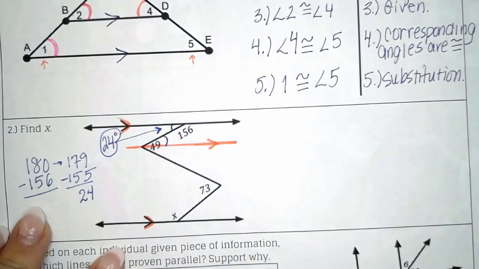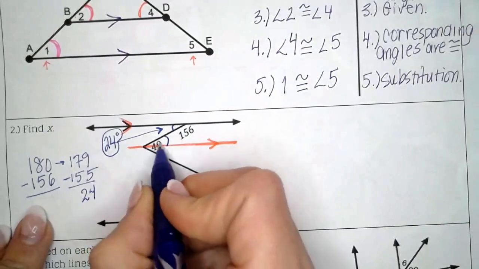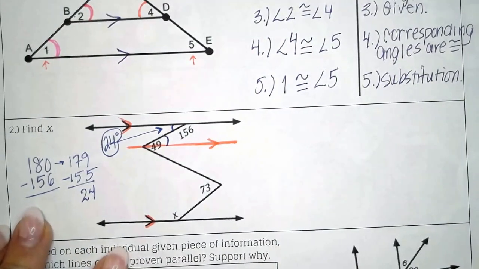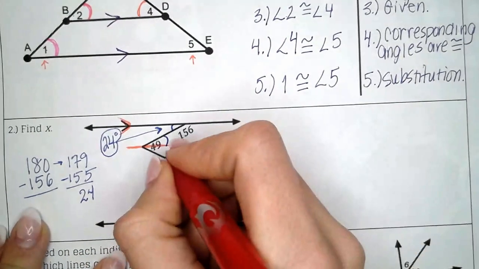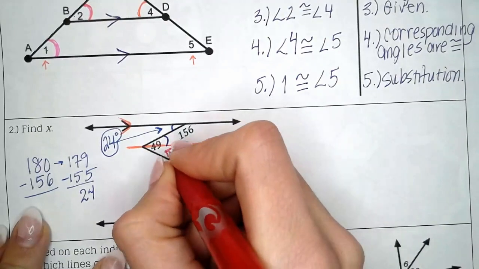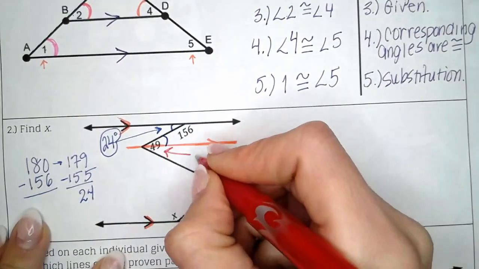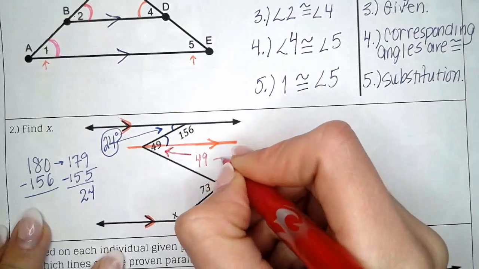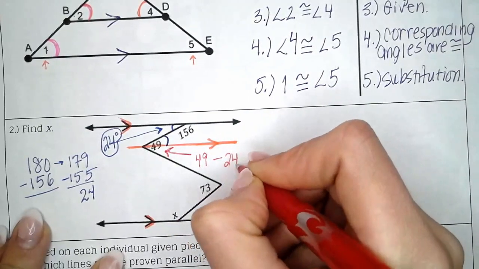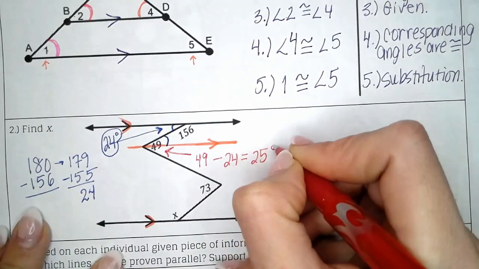Then that's also 24. But if that whole angle is 49, then how are we going to get the angle right up in here? What do we have to do to get that measurement? 49, take away how much? Yep, minus 24, and that'll give us 25 degrees right there.